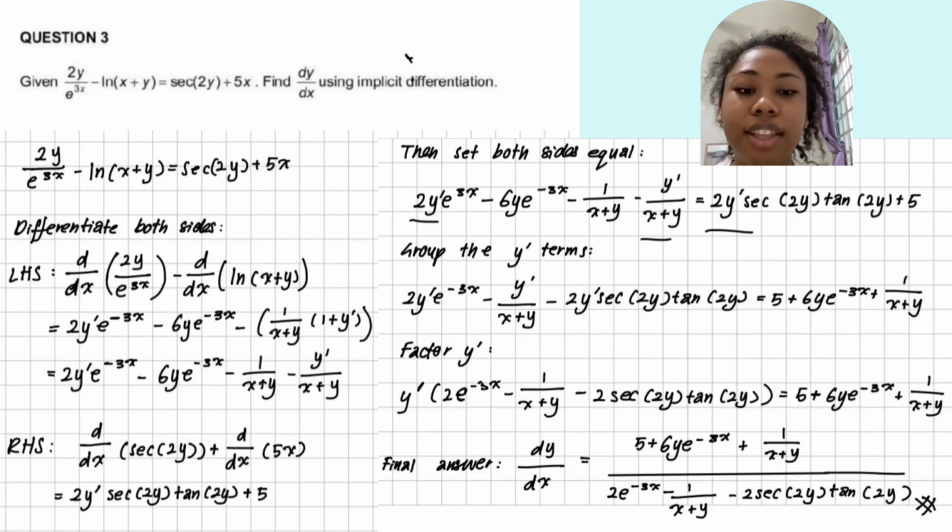sec 2y tan 2y, close bracket, equals 5 plus 6y e to the power of negative 3x plus 1 over x plus y. For the final answer, we will put dy over dx in front, equals the left hand side above, 5 plus 6y e to the power of negative 3x plus 1 over x plus y, over the bottom is the right hand side, 2e to the power of negative 3x minus 1 over x plus y minus 2 sec 2y tan 2y. That is the final answer.